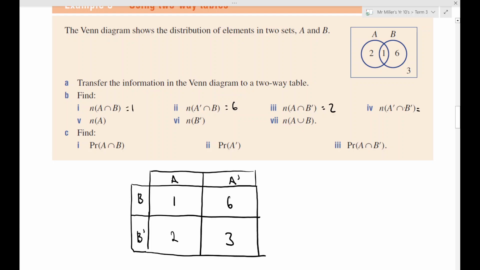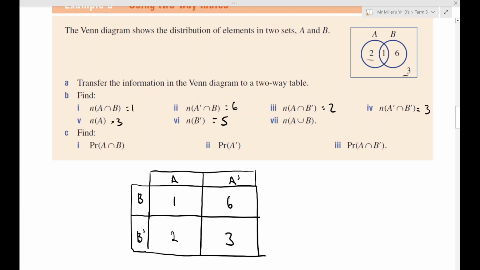How many are elements of not A and not B? Here we have not A and not B, so it's going to be 3. N of A, number of A, 2 plus 1, right? That's going to be 3. Number of elements in not B, well, this is B, so everything outside of B, 2 and 3, 2 plus 3. That is going to be not B.